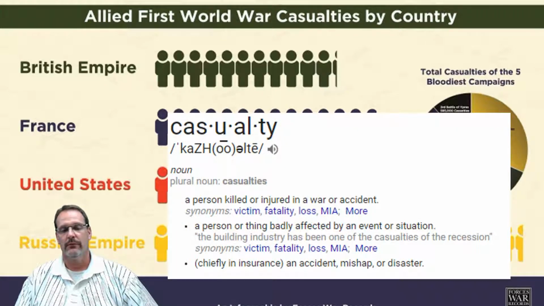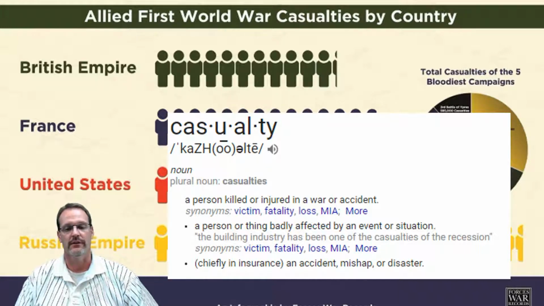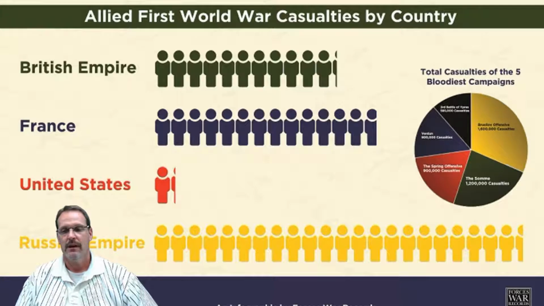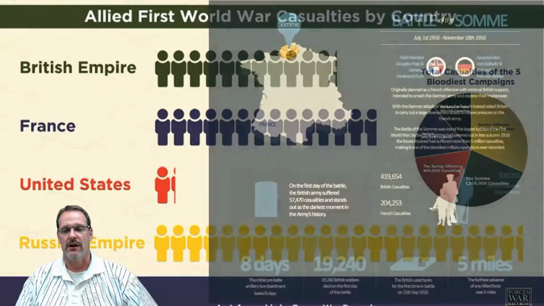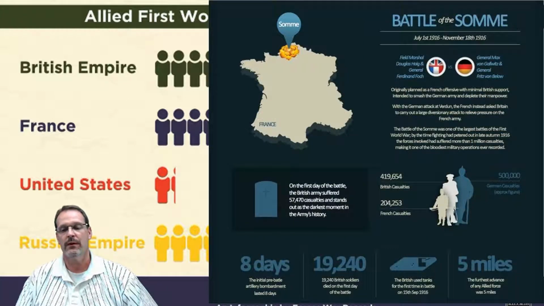So you understand that the French and the British had been at war for almost 4 years prior to our entry. These are some of the major battles. This one right here, I talked a little bit about in class, the Battle of the Somme. Over 1.2 million casualties in the Battle of the Somme.